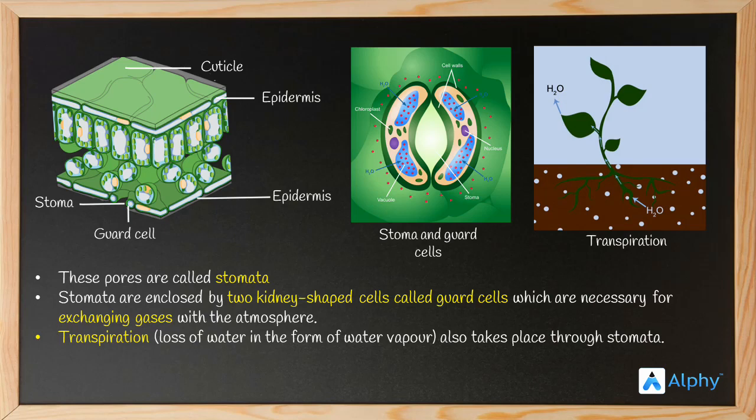So that was all about the stoma, guard cells, and epidermis, and we talked about transpiration, the loss of water in the form of water vapor, right? So these are the purpose of stomata and the definition.